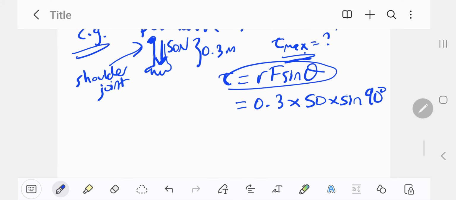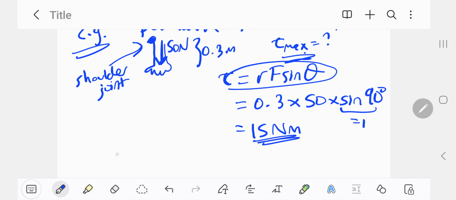Now if you punch this into your calculator, sine 90 is just 1. 0.3 times 50 is 15 newton meters. So 15 newton meters of torque is applied to the shoulder joint, to test for the deltoid strength.